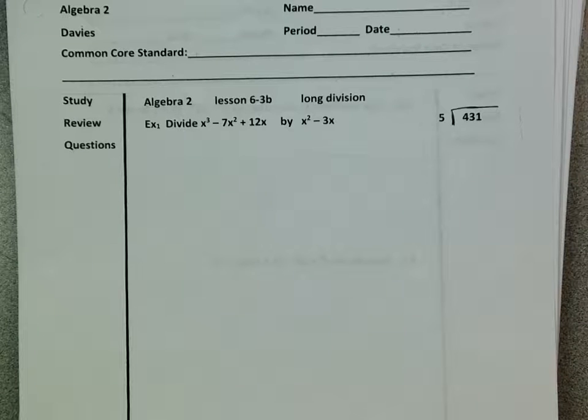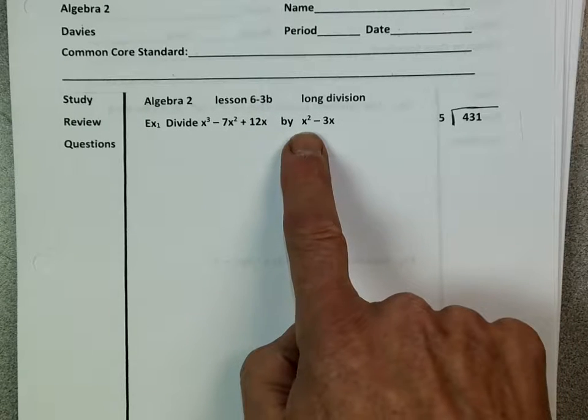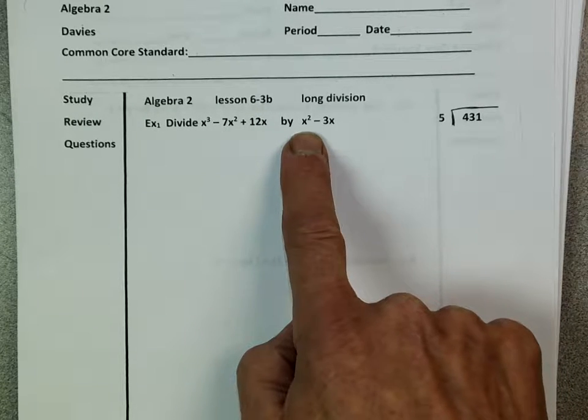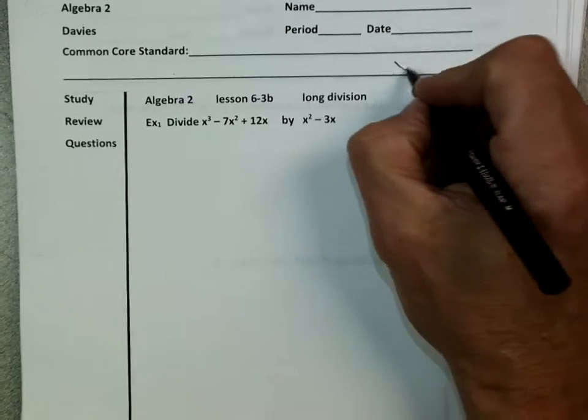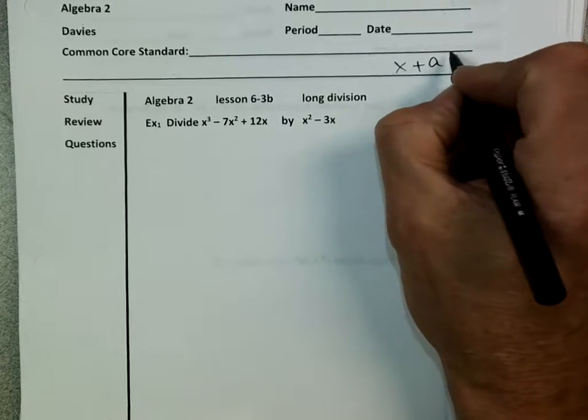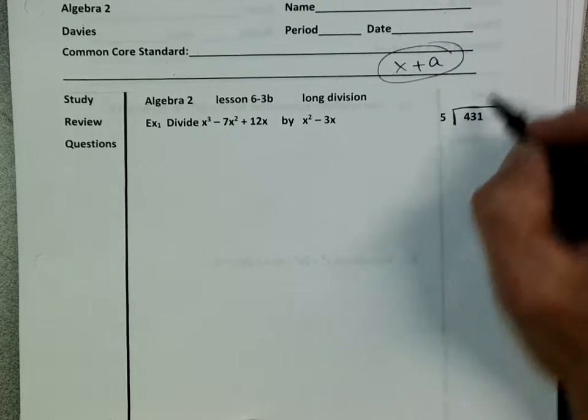Okay, so yesterday we learned synthetic division, which is great. Synthetic division is a really nice way to divide, but sometimes you can't do synthetic division. If you get an x squared or anything bigger than just a regular x, you can't use synthetic division. The reason we can do synthetic division is if you have some x plus or minus some number. That's when we can do synthetic division.